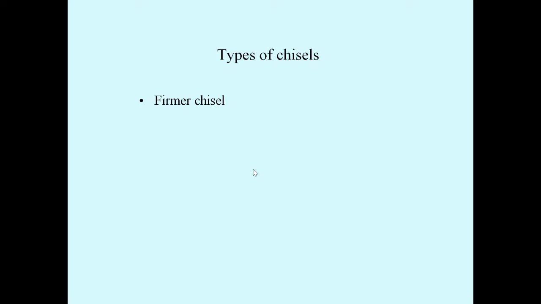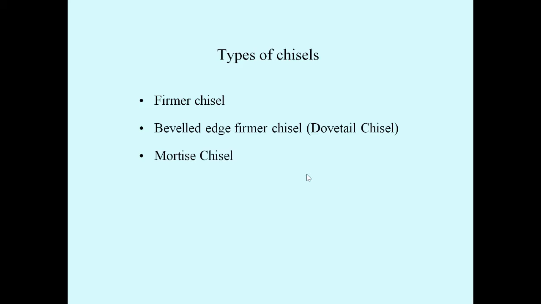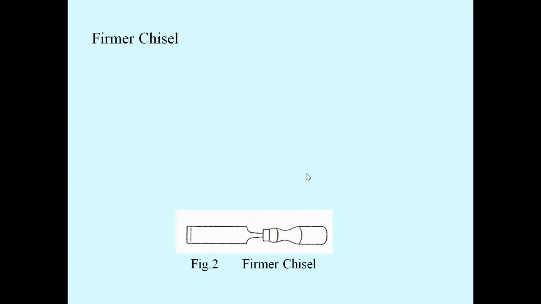These are the different types of chisels used in carpentry. The first one is the firmer chisel, second the beveled edge firmer chisel, then the dovetail chisel, mortise chisel, socket chisel, and gouges. From these, we can discuss the first one, the firmer chisel.